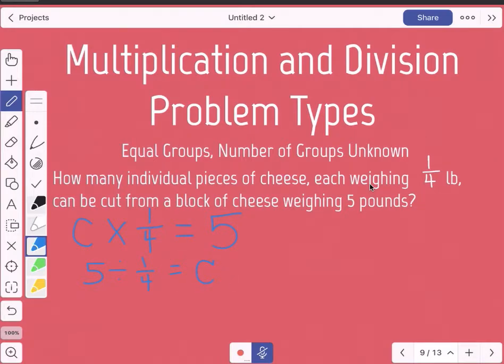And I know that when I'm dividing fractions, first I need to make that a fraction, and then I need to keep, change, flip. So I kept the 5, changed my operation to multiplication, and flipped to the reciprocal. And that's going to equal 20/1, which equals 20 pieces of cheese.